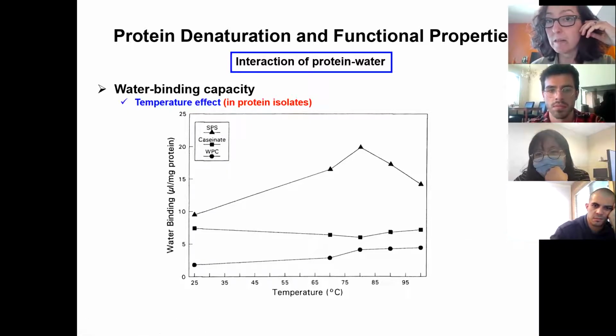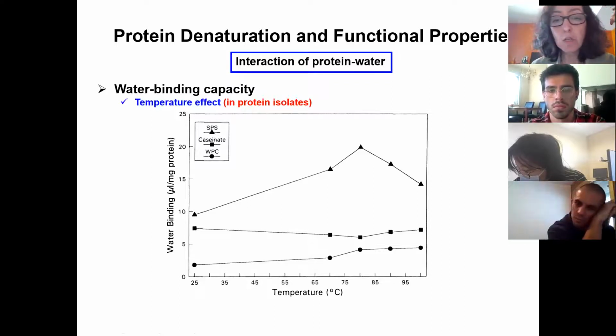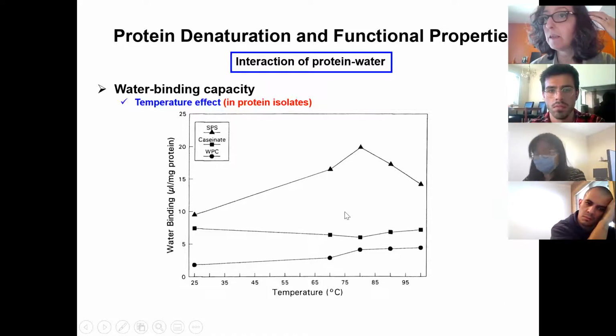135 degrees Celsius. So if the protein is not changing in structure with temperature, there's nothing that would impact the protein to absorb more water. So there's no uptake, no change in structure, nothing is really happening. The temperature is not causing anything to happen to the casein, so we don't see a change in water binding.